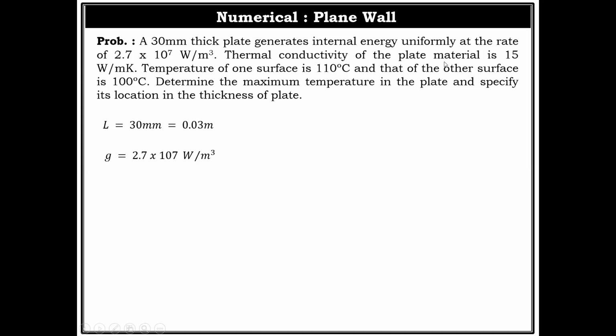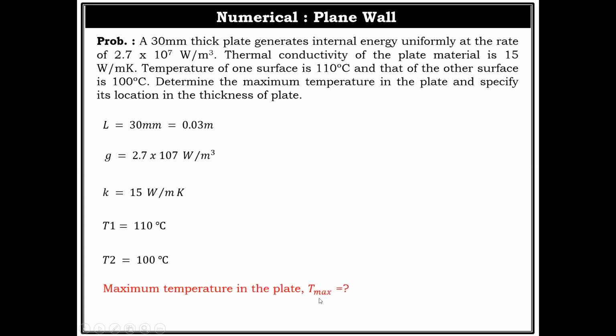The thermal conductivity of the plate material K is given. The temperature of one surface T1, suppose it is 110 degrees centigrade, and that of the other surface is 100. So friends, both temperatures are different, so it is the first kind of problem where temperatures are not the same. Determine the maximum temperature in the plate and specify its location in the thickness of the plate. So we have to find T max and where this T max is obtained within the thickness of the plate.